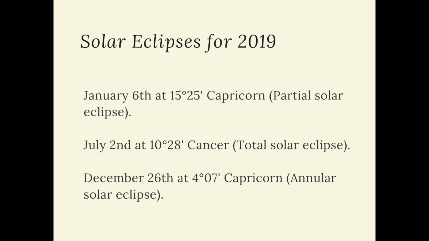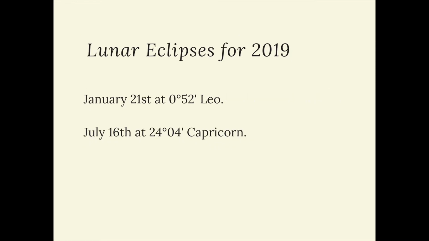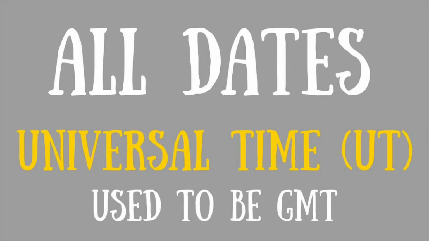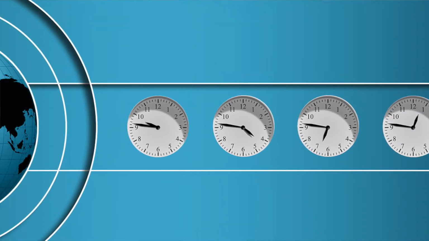So this year there's actually going to be 5 eclipses. There's going to be 3 solar eclipses and 2 lunar eclipses, and I'm just going to go through a couple of points about eclipses in general. I'm also going to say that the times and dates on these videos is set for universal time, so you can work it back from there.